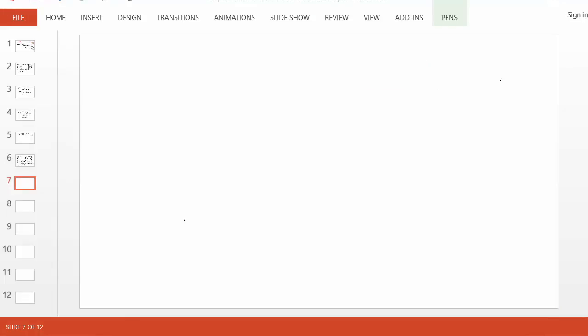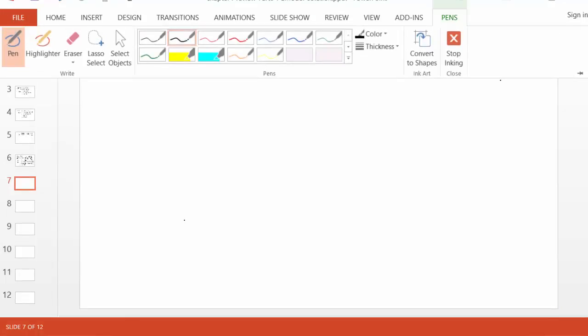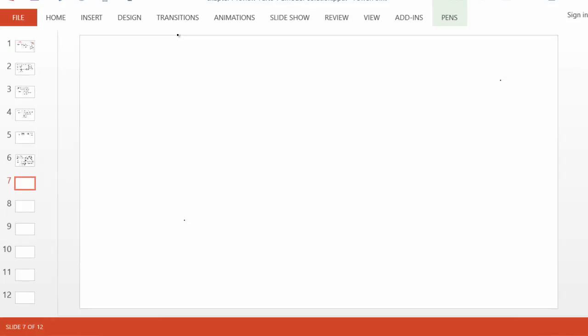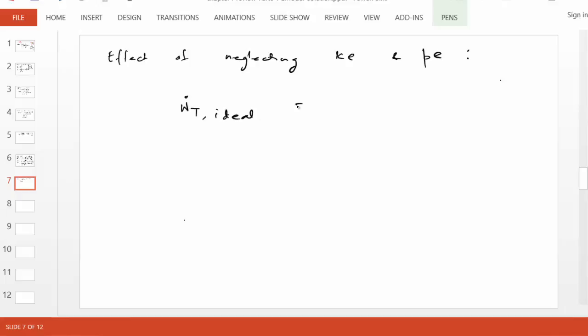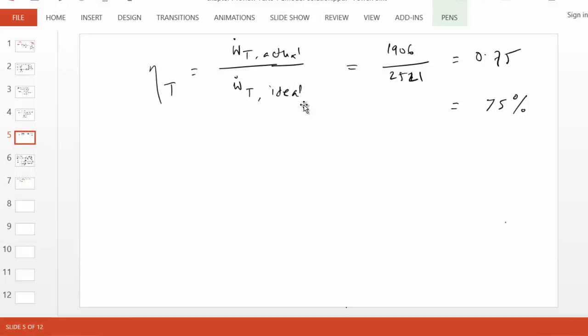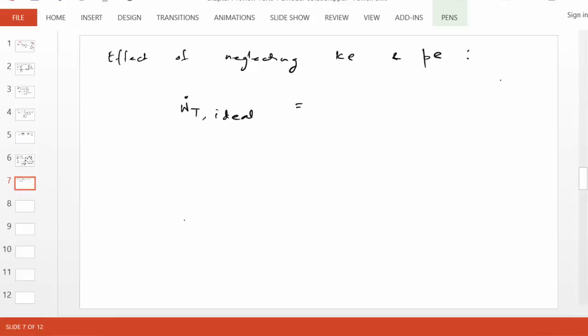Now that we have a complete test solution, let's explore some of the ramifications of the assumptions we made. Let's first try to see the effect of neglecting KE and PE, which we routinely do. But let's establish how important kinetic and potential energies are. So let's first write down what the ideal turbine output was. Let's go back to the screen. 2521, that was the solution we got.